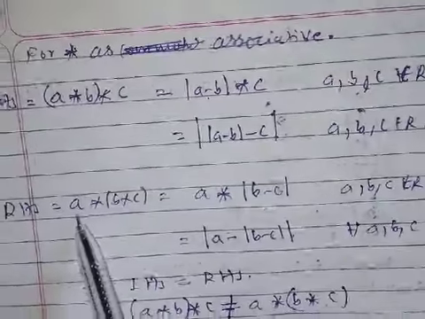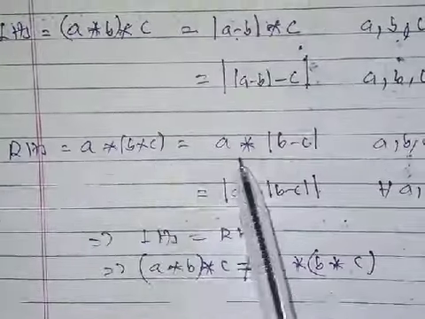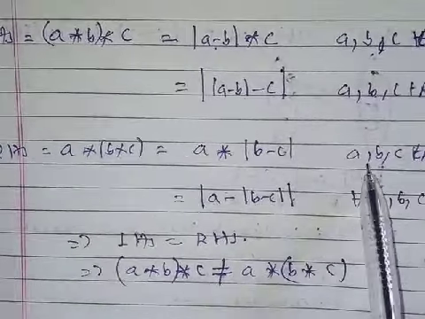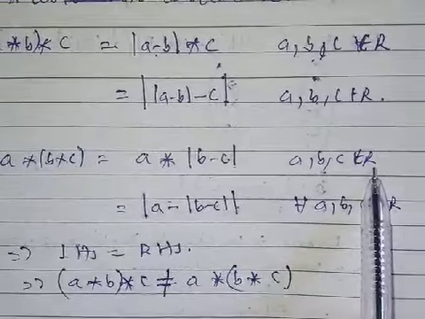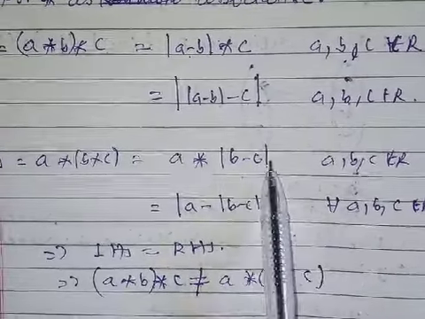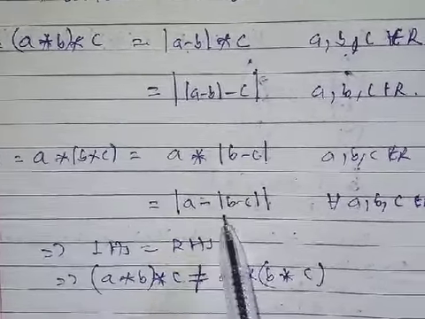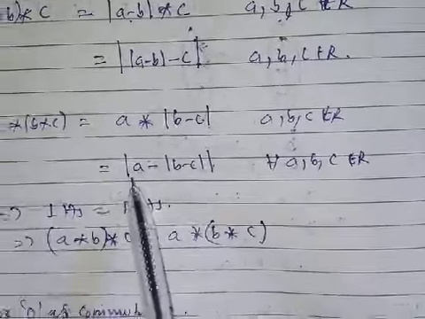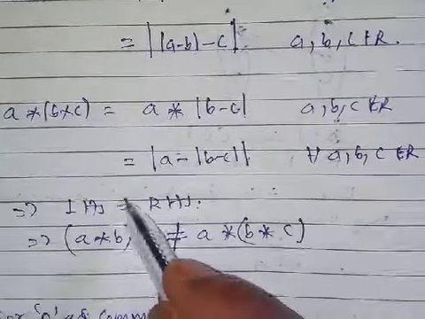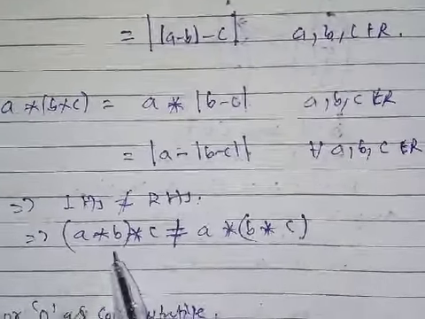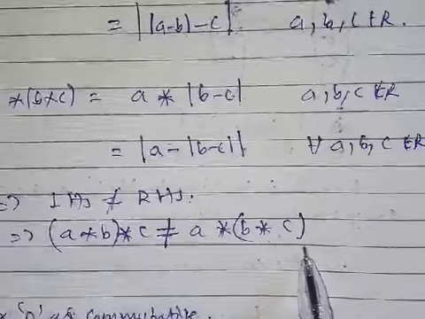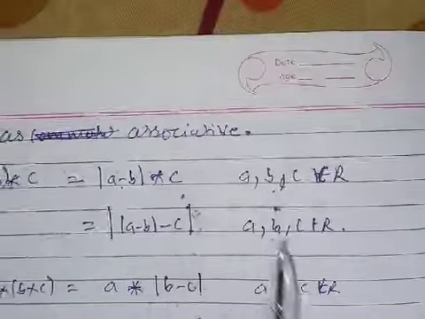Let's check it for the RHS: A star (B star C). B star C means |B minus C|, for every B, C belongs to R. Now A is considered as A, and the whole |B minus C| is considered as B. So it is |A minus |B minus C||. So LHS is not equal to RHS, and thus (A star B) star C is not equal to A star (B star C). So the star operation is not associative.